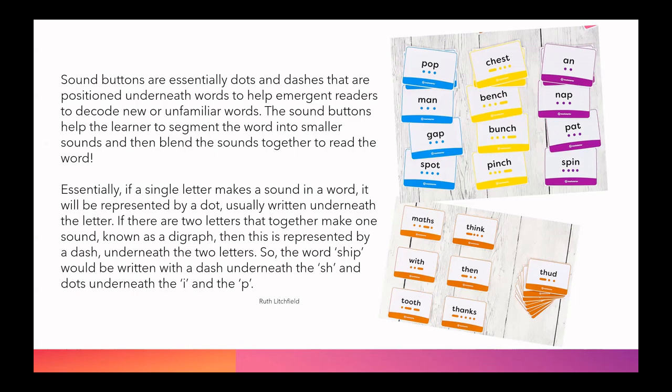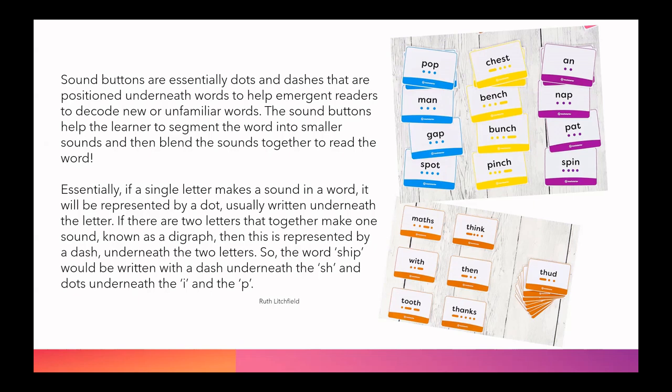For instance, if I'm teaching a lesson, and I've written a word on the board as nap. Now, the dot symbolizes a single sound, and the dash symbolizes a digraph or a trigraph. So the dot, single sound, the dash, a digraph or a trigraph. So for instance, if I'm teaching phonics, and I want the children to spell or write a word. For instance, the word think. I want them to write the word think.